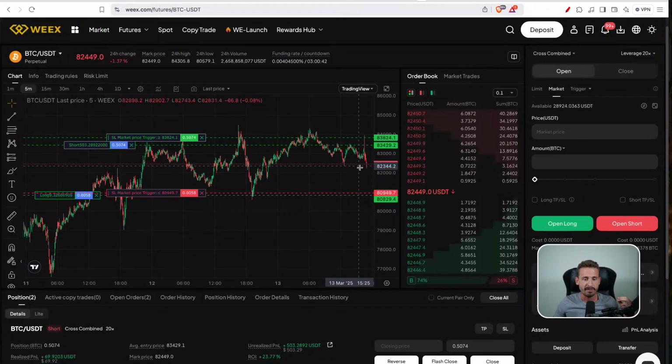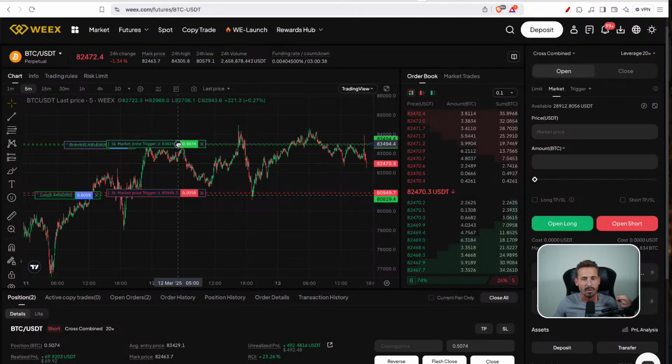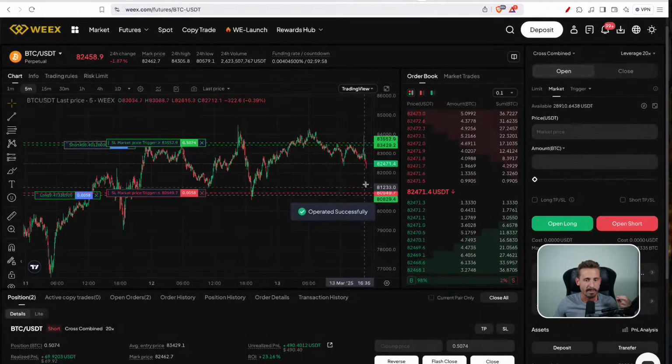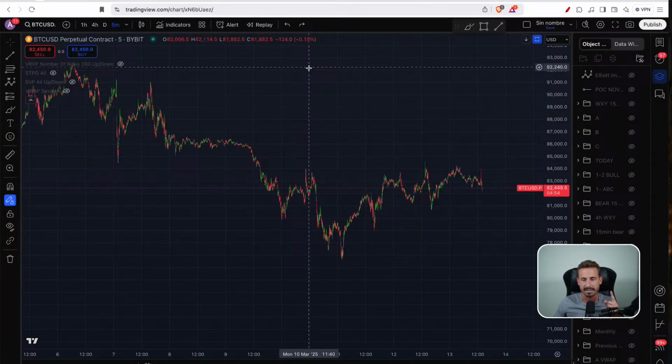Are we getting a bit of a swing failure pattern? I'm considering closing this position, or at least being quite defensive with this position. Could we be forming a lower high right there and then roll down? I want to talk about this, guys. This is what we do.